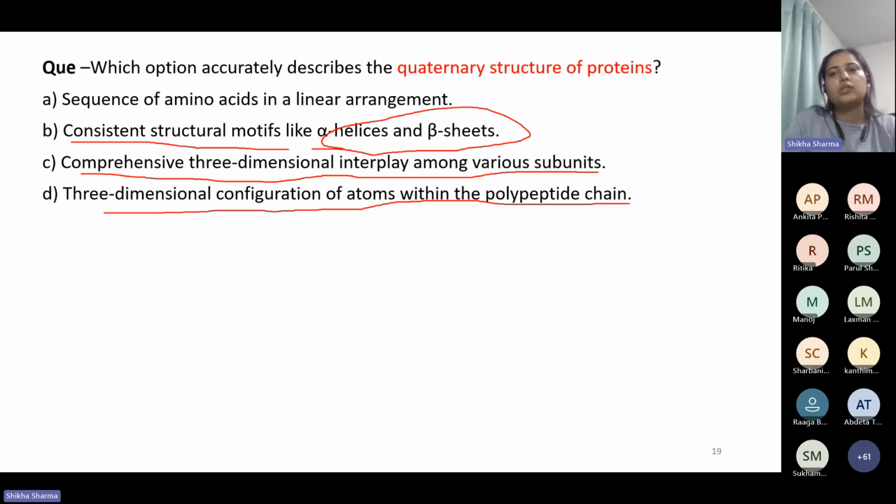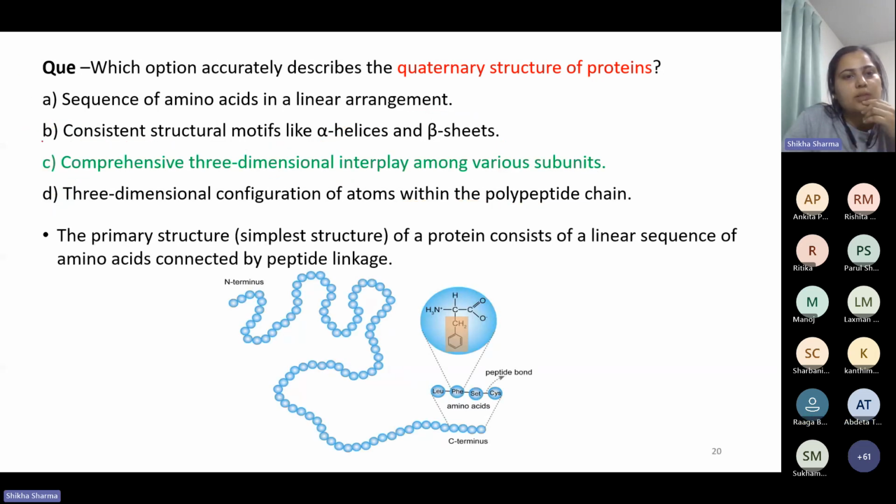The quaternary structure, it's very simple, right? Ma'am, C. C, D. D. B, Ma'am, D. D, okay, D. B, okay. Someone is saying C, also C, ma'am. Someone is saying B. Let's see the answer. C is the correct answer.